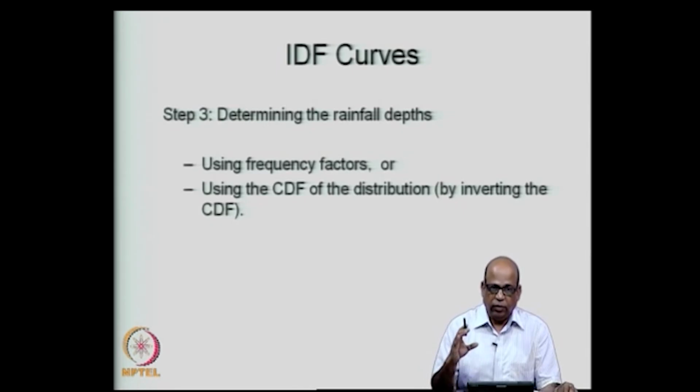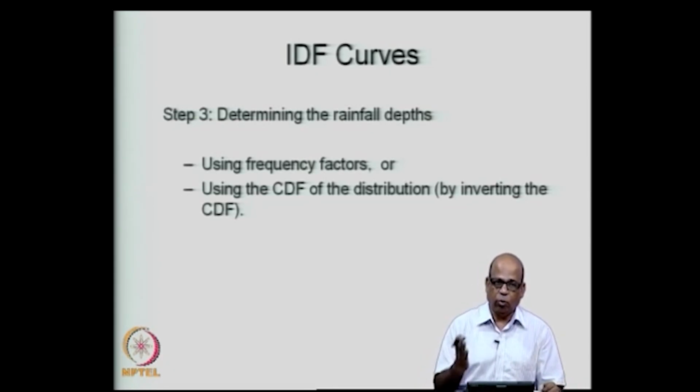What we are interested in is, for a given return period, the rainfall depths we need. For a return period of, let us say, 2 years, what is the rainfall depth that we need to use, for 10 years, what is the rainfall depth, for 100 years, what is the rainfall depth. This is typically done by frequency analysis, as we have discussed in the earlier lectures: for a given return period, how to obtain the critical value of the rainfall.